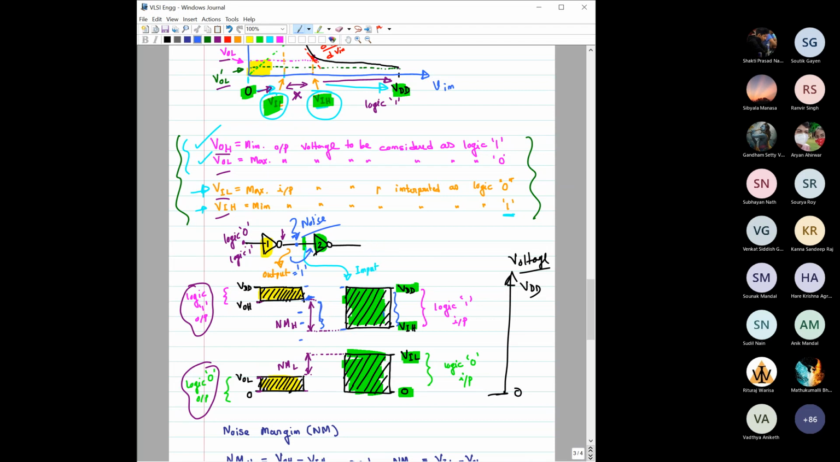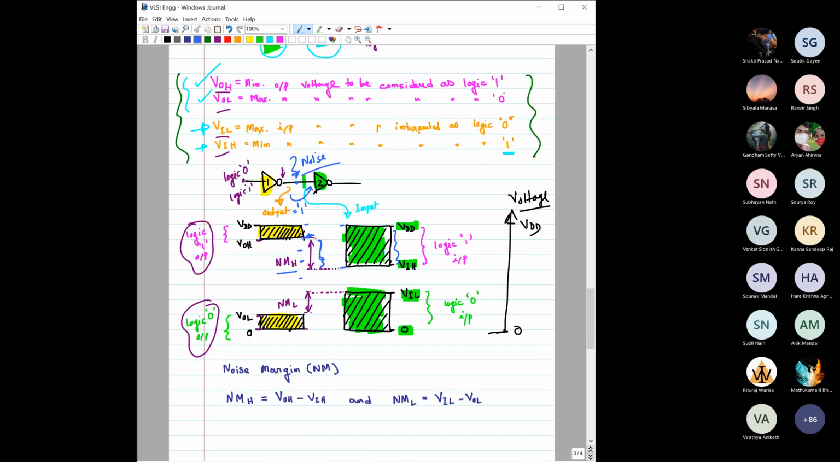So this particular difference between these voltage levels is called the noise margin high level. It is represented as NMH, noise margin H for high, because it is for logic 1. So noise margin high is this difference.